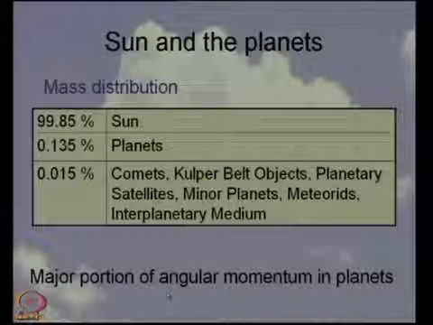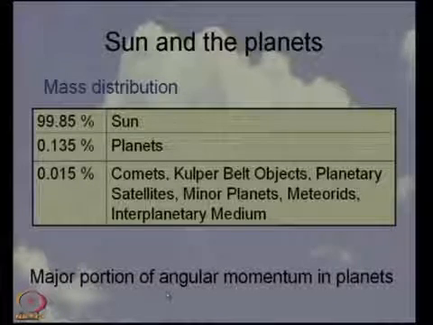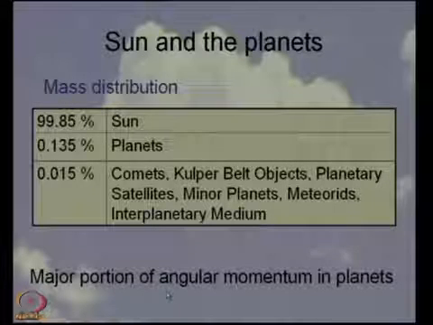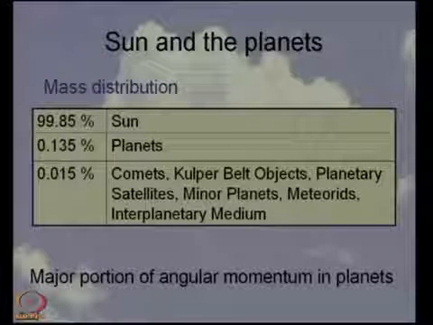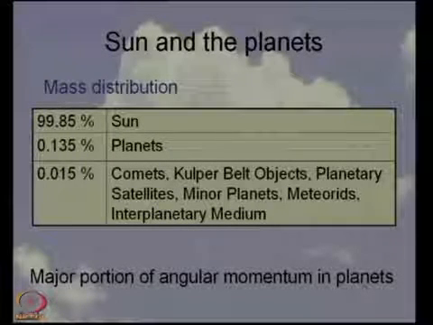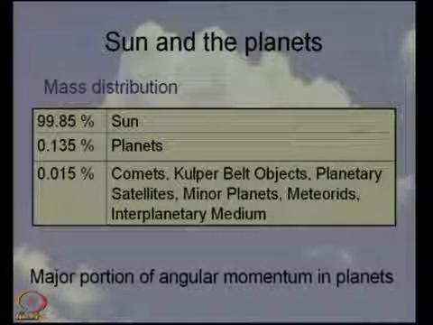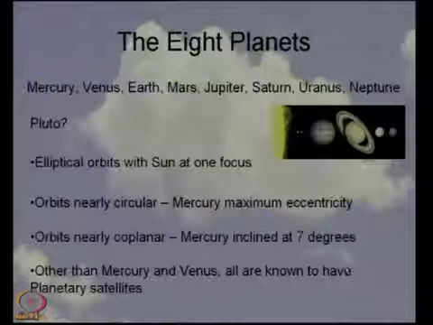Now, if you consider the angular momentum though and ask the question, where is the angular momentum of the solar system, how is it distributed? The angular momentum does not predominantly lie in the sun. The sun rotates around its own axis, around a month I think is the rotation period, but the major part of the angular momentum is in the planets. So, although the mass resides in the sun, the angular momentum is distributed amongst the planets.